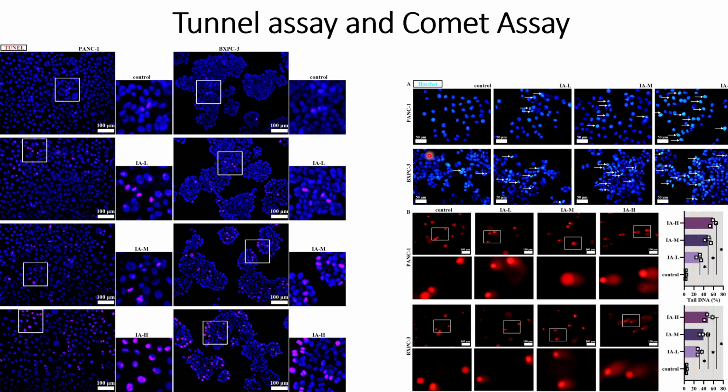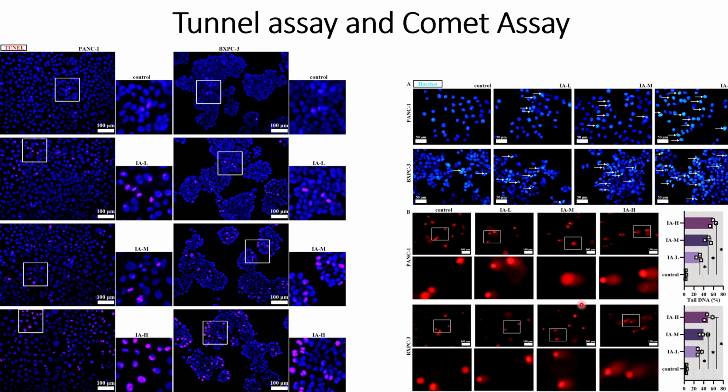The same thing they have observed for the BXPC3 cell lines. In this case in the control they also see some condensation of chromatin and DNA damage, but compared to the isoferulic acid treatment, these condensation and DNA damage signals in control are lower. Here we can see that with the isoferulic acid treatment there is an increase in the condensation of chromatin and DNA damage.